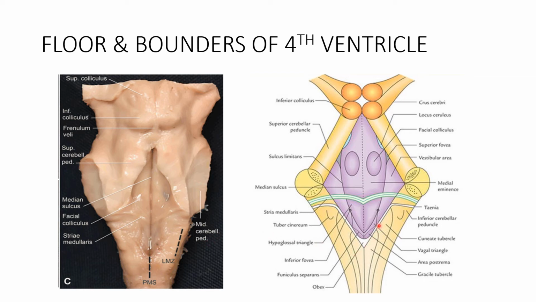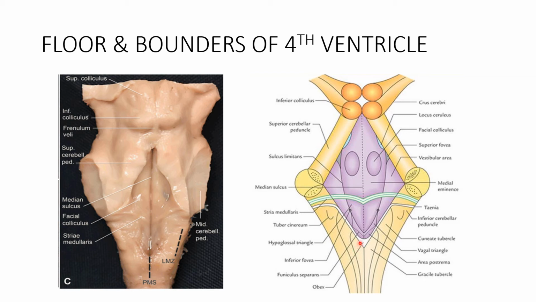Now the inferolateral margin of the floor of the fourth ventricle is marked by a narrow white ridge. You can see this is a narrow white ridge. It is called the taenia, and the two taeniae meet at the inferior angle of the ventricle to form a small fold called the obex. This obex forms the inferior angle of the roof of the fourth ventricle.